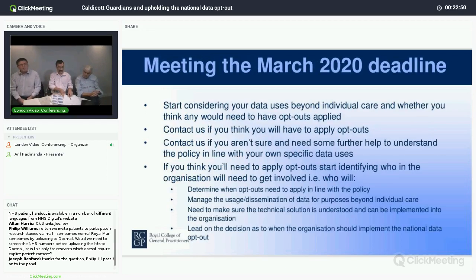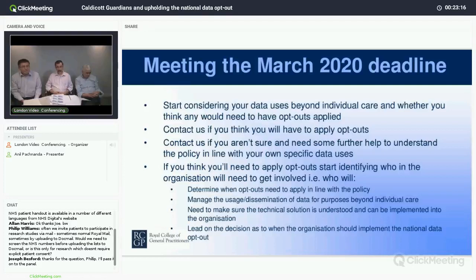So my final slide is just some key points around next steps really, and how organisations need to go about meeting the March 2020 deadline. So I think in terms of that analysis piece, it's very much about starting to consider your data uses beyond individual care and whether you think opt-outs need to be applied. And then we're available basically to support you.